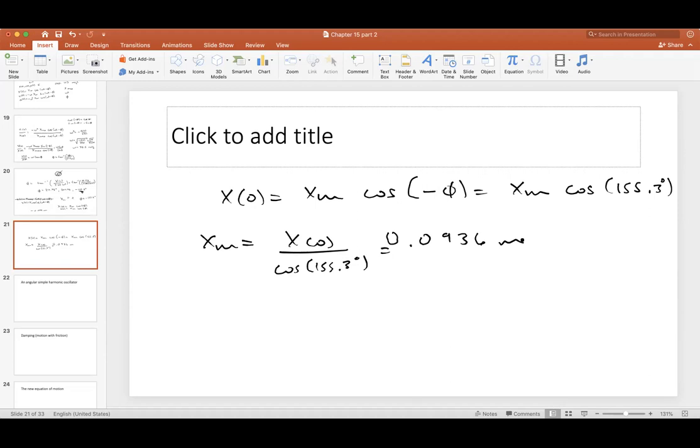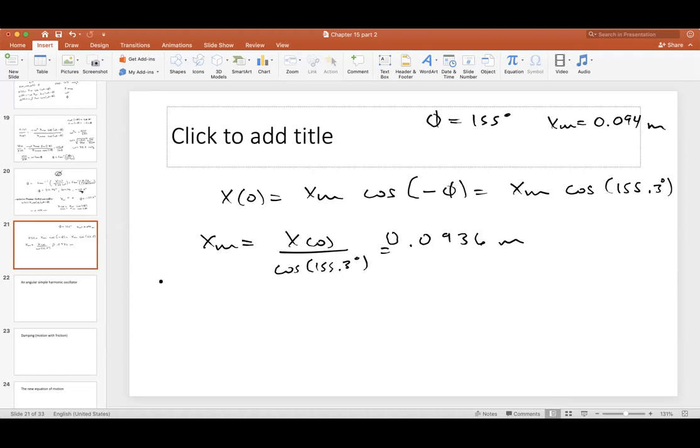Your book gives you that phi. Your book's answer to this is phi is 155 degrees and x max is 0.094 meters or 9.4 centimeters. It's weird because whether you say phi is negative or positive in the argument of cosine, it doesn't matter. It will matter in the argument of sine. Therefore, we better see which one of us is right.